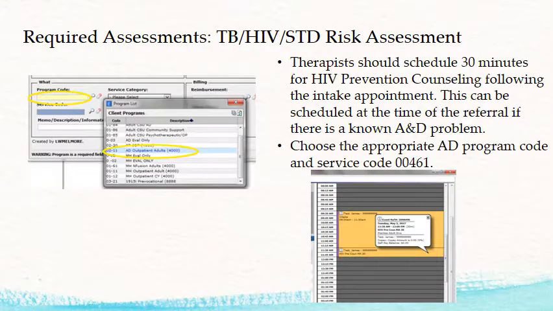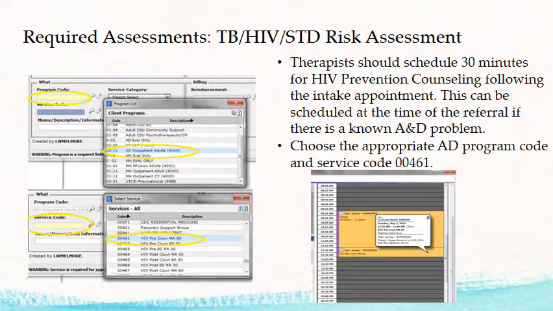The first tab under the substance use section is the TBHIV STD Risk Assessment. Therapists should schedule 30 minutes for HIV prevention counseling following the intake appointment. This can be scheduled at the time of the referral if there's a known A&D problem. If they come in and you don't know if there's a substance use problem, you can go in and schedule that following the intake.